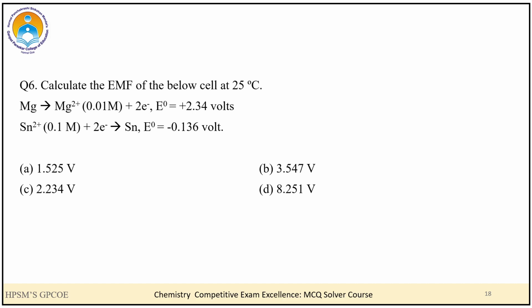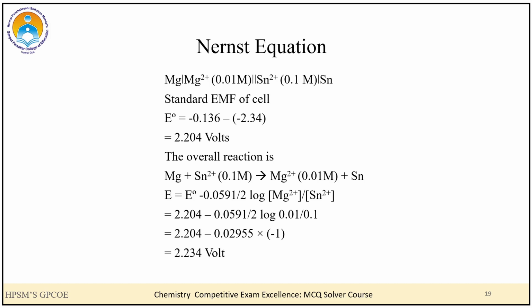The options are 1.525, 3.547, 2.234 and 8.251. This problem is based on the Nernst equation. The cell may be represented as Mg/Mg2+ separated by Sn2+/Sn. The standard EMF of the cell is given as E naught equals negative 0.136 plus 0.34 volts, which gives us a value of 2.204 volt.